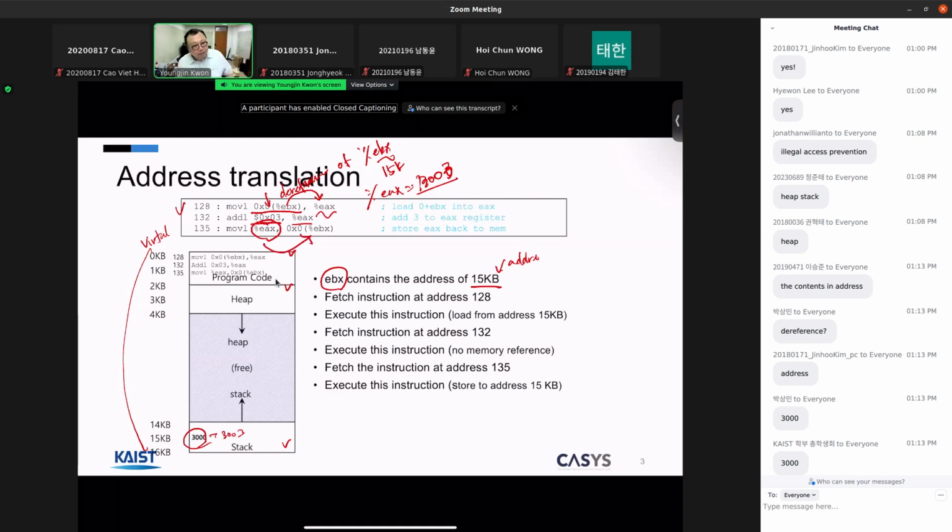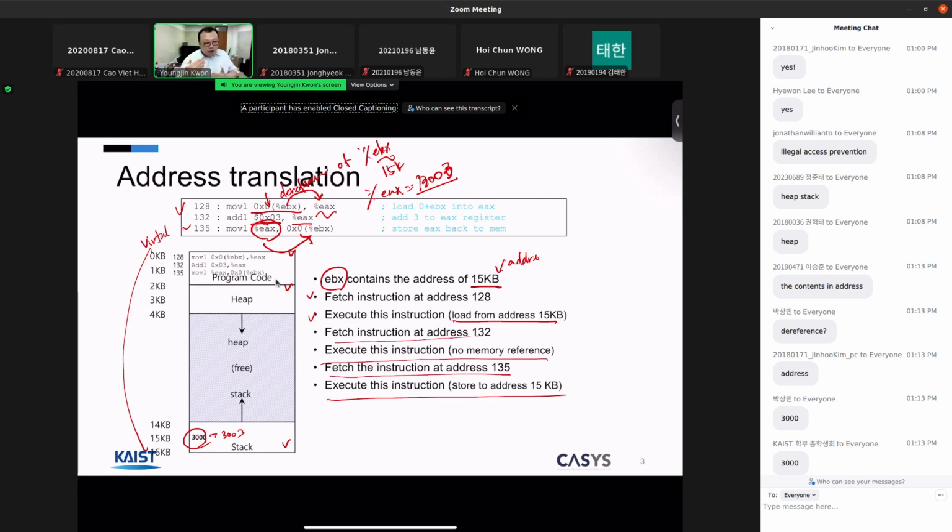Simple program. So for this one, the architecture fetches an instruction and executes it, loading from the address at 15 kilobytes, so the value 3000 is loaded into EAX. Then it fetches the next instruction and executes it, and then fetches the next instruction and executes the store to the address with value 3003. That is your program.